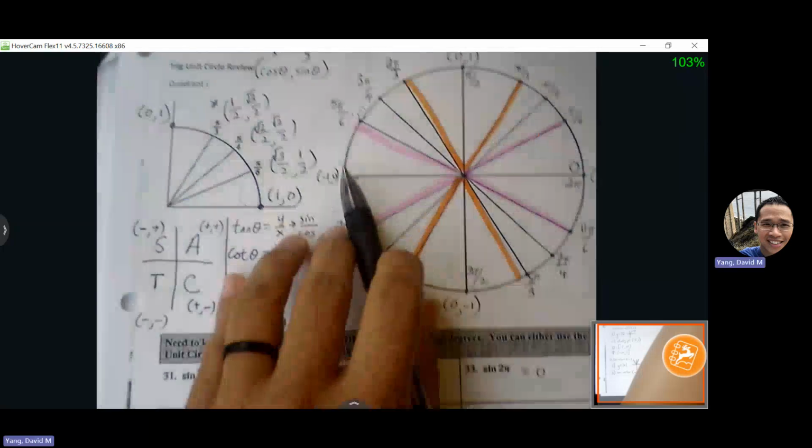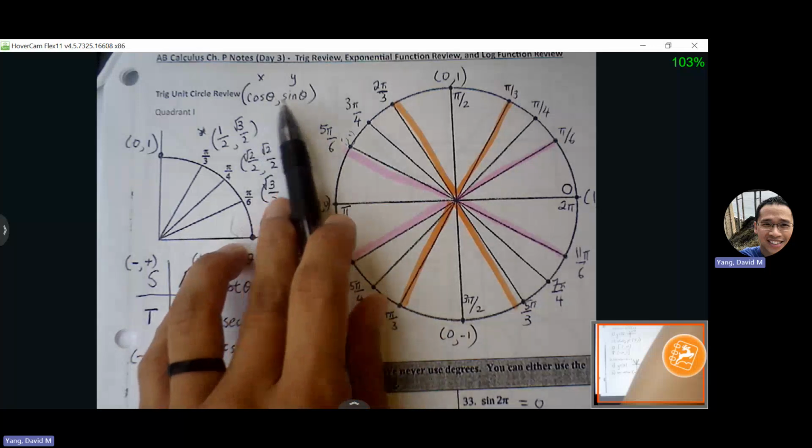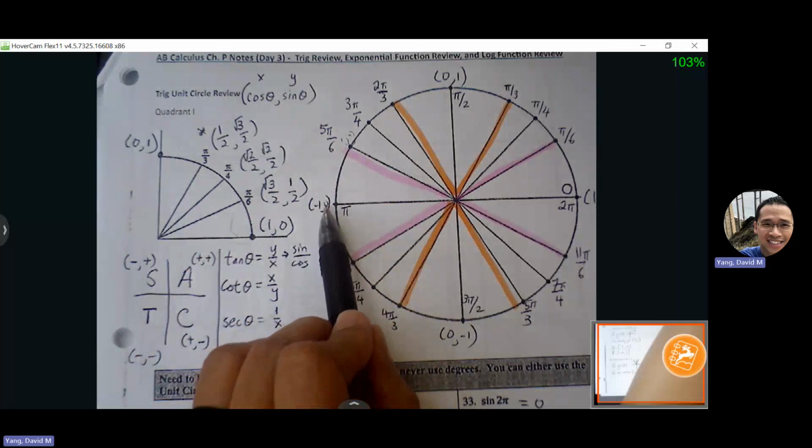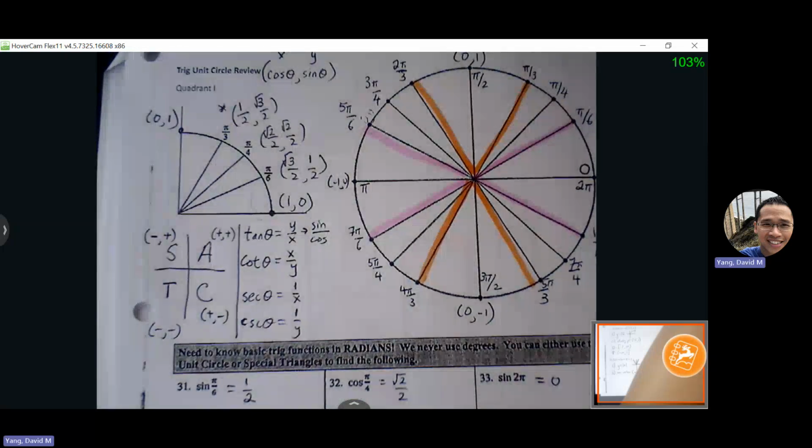Tangent of pi. Tangent, pi is over here. Tangent is y over x, sine over cosine. So 0 over -1, that's a real number. So that's going to be 0. But if I get something divided by 0, then I have to say undefined.